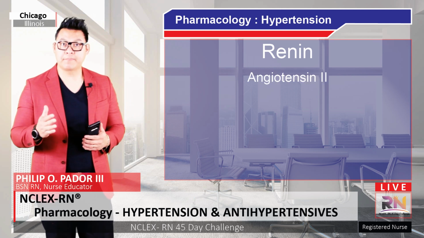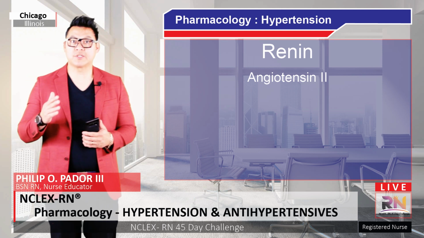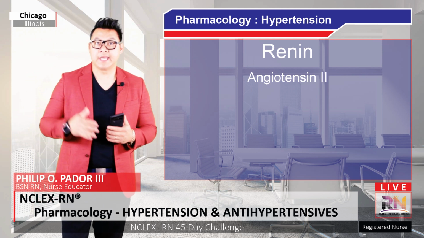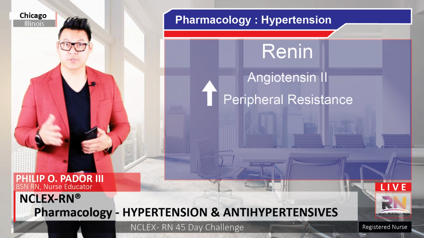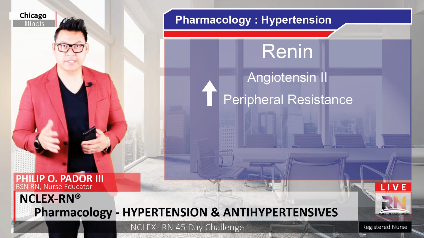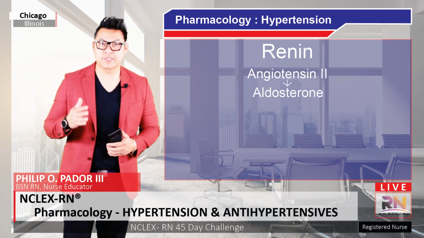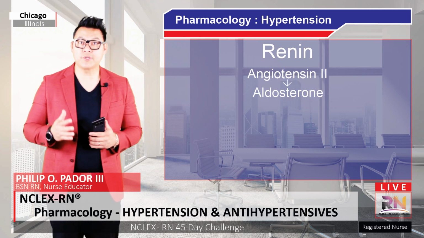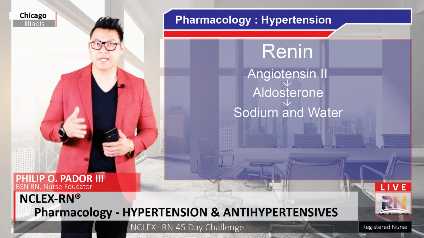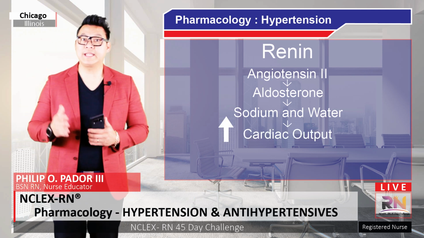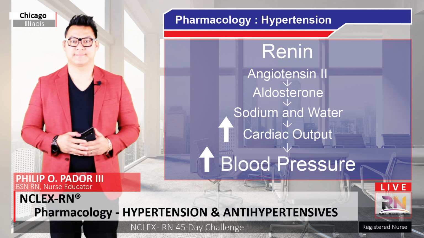Angiotensin II is a very potent vasoconstrictor which constricts systemic blood vessels and thus increases peripheral resistance. Angiotensin II also constricts renal blood vessels and stimulates aldosterone secretion, which leads to sodium and water retention, thereby increasing blood volume and cardiac output, and ultimately increasing blood pressure.